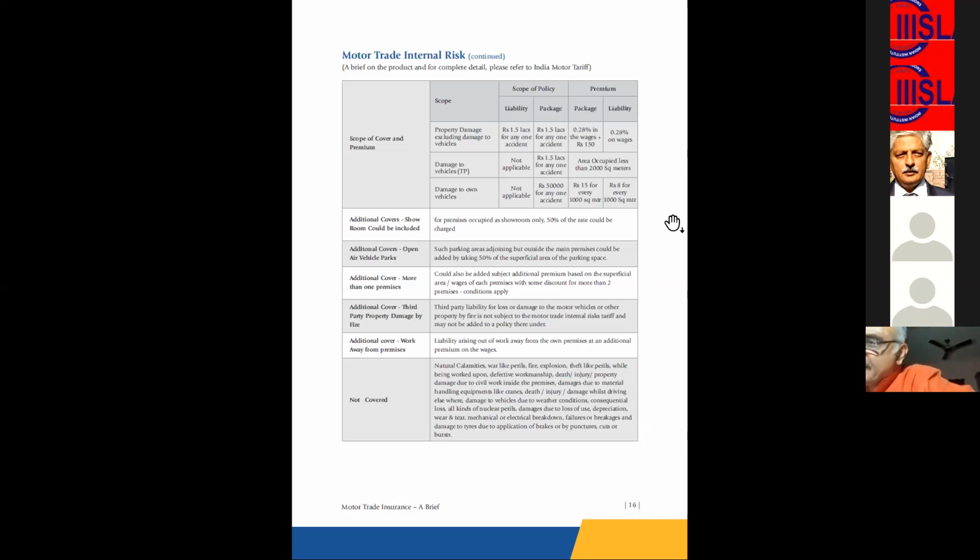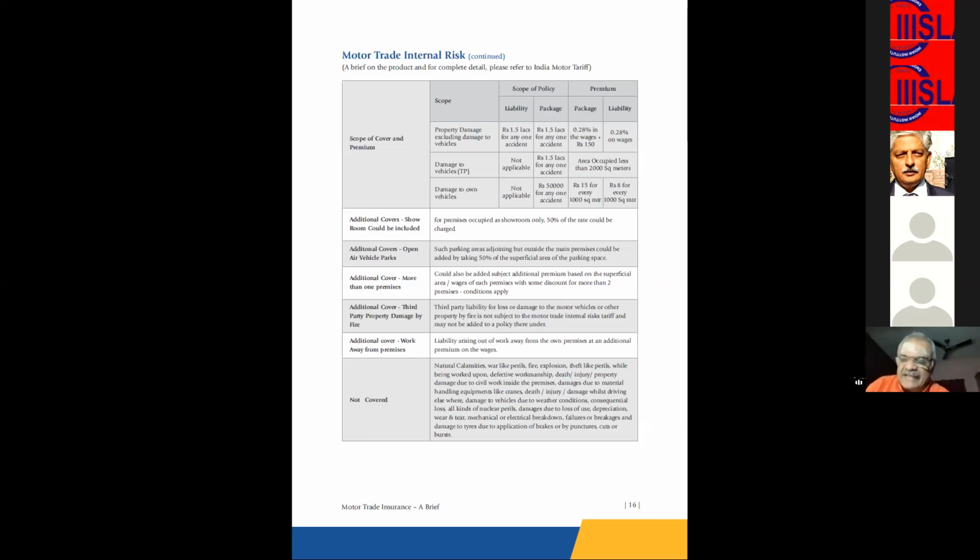But look at, that's why I said the beauty of the product. Just above the not covered list, there is one more coverage available. Additional cover, work away from premises. If the dealership is going to send a mechanic to my house, it happened in New India. The dealership sent a mechanic to my house to repair my vehicle. But while he was repairing, the ring spanner slipped from his hand and hit a lady standing near in the particular premises. She was grievously injured on her head, and she was driven to the hospital. She was a little serious, and that liability was paid from the extension given in the internal risk policy, because of additional cover, work away from premises: liability arising out of work away from one's premises can be covered at an additional premium.